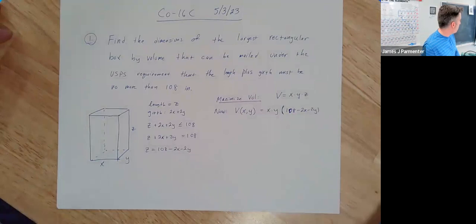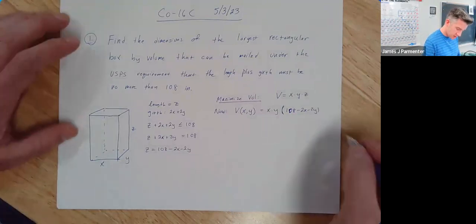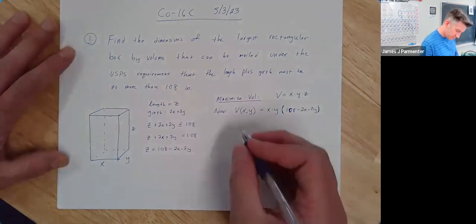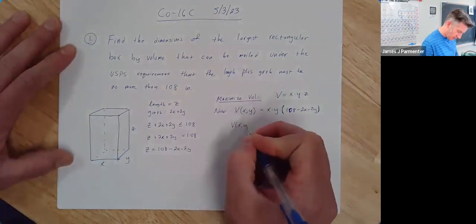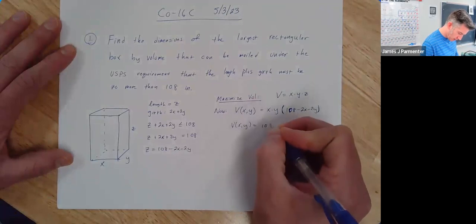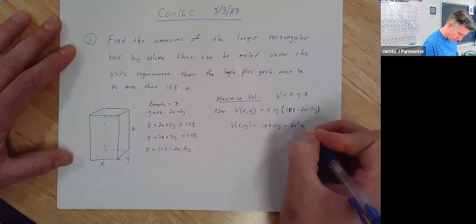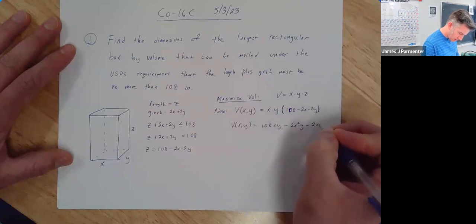And although you might prefer to use the product rule, I don't. So I'm going to multiply that out before I start taking partial derivatives. So V of XY is equal to 108XY minus 2 times X squared times Y minus 2 times X times Y squared.